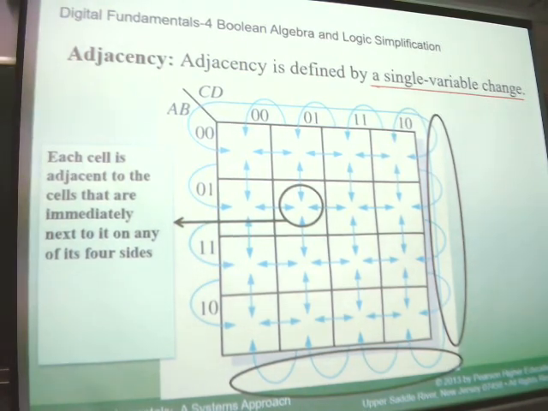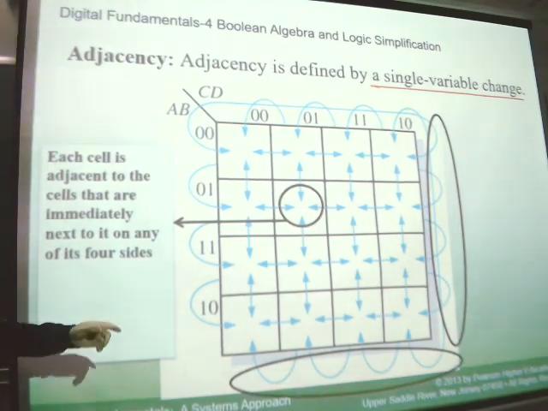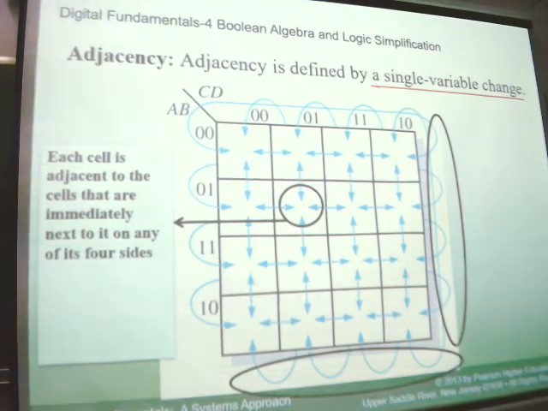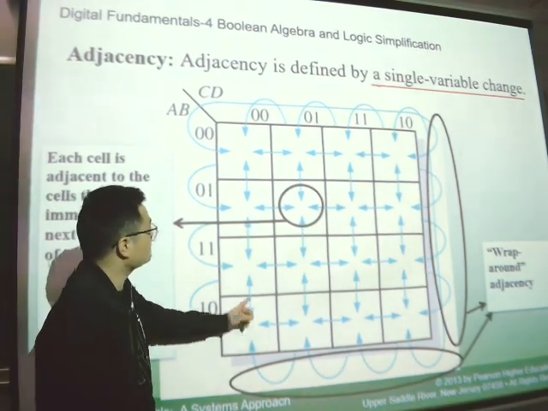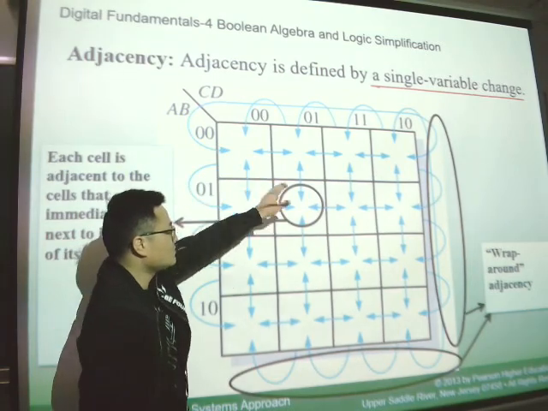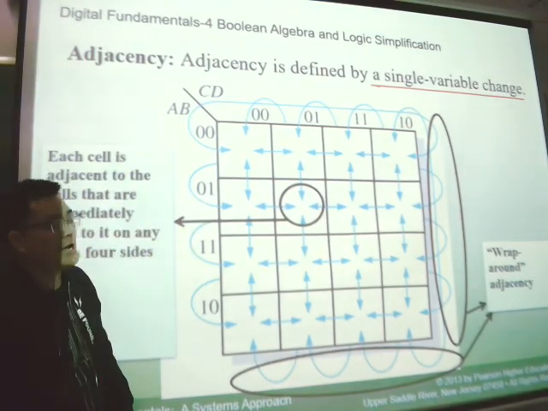So for a four variable Karnaugh map, there are four cells adjacent to each cell. What do we call this kind of adjacency? This is wrap around adjacency.